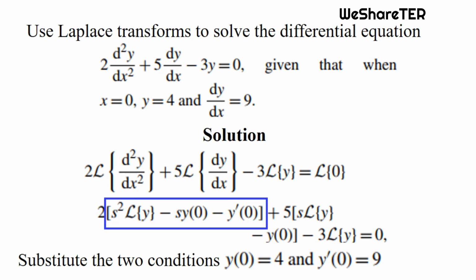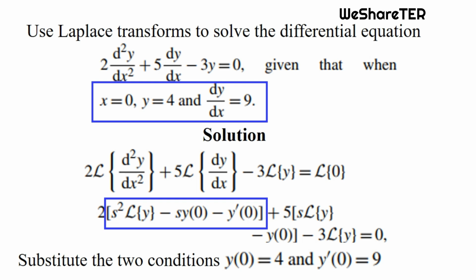We are going to use the method of Laplace transform to obtain the solution of this second order ordinary differential equation. And as you can see here, we can refer to this problem as an initial value problem. Why? Because when x is 0, we know that y is 4 and dy/dx is 9. That is why we can refer to it as an initial value problem.